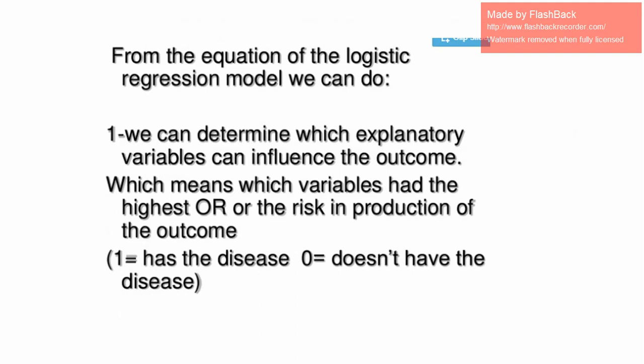So, a variable has a higher risk in producing an outcome. That is, one has the disease and zero doesn't have the disease. So zeros and ones play an important role, where zero and one can be treated as a categorical numerical variable. Zeros and ones are used in the regression model, so the output generally will be in terms of zero and one.